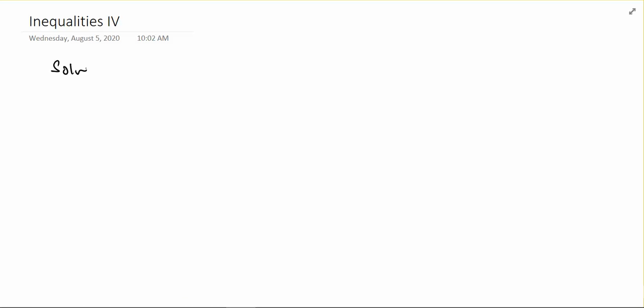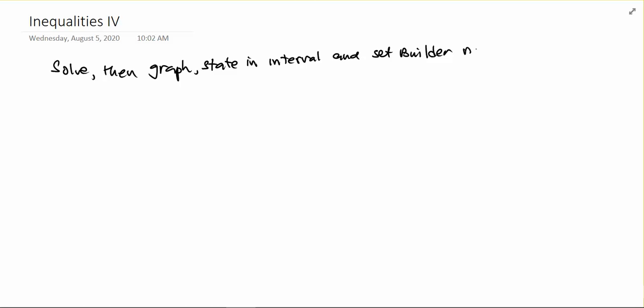Okay, so let's start off with solving another inequality. Now remember that inequalities are just like equations, so everything we learnt about equations holds true. So again, let's solve, then graph, state in interval, and set builder notation.